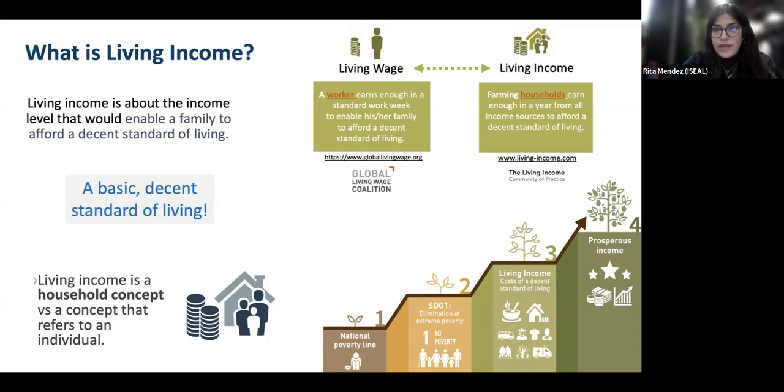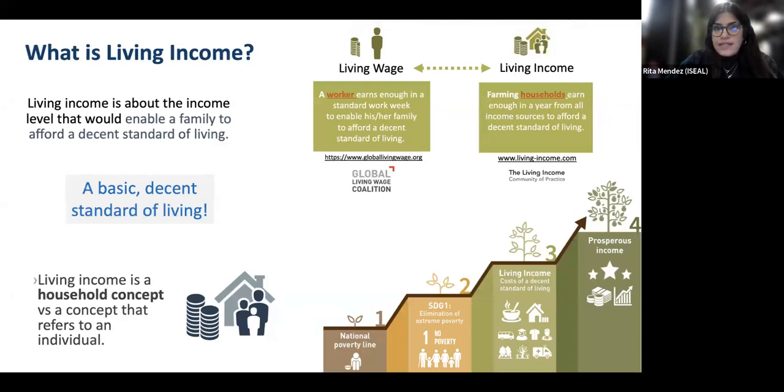So there were already living wage discussions going on around 2015, 2016, and the living income concept really builds on decades of work on living wage. So just to look at the difference, as you can see on the slide, living wage is looking at a worker earning enough for a standard work week to enable himself and his family to afford a decent standard of living. But living income has an approach that applies to the household. So they both have the idea of a decent standard of living, but the difference is that one applies to workers and the other one applies to smallholders.